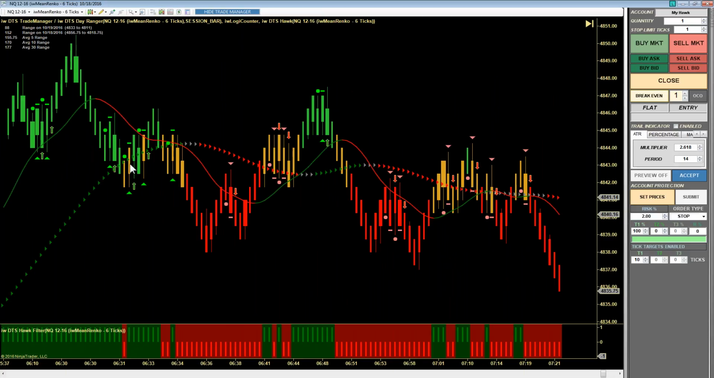When your chart starts to look like this, you know you're in a period of congestion. You're in a period of chop. And the best way to deal with a choppy market really is just to avoid it. Yes, you can still get some signals through here.